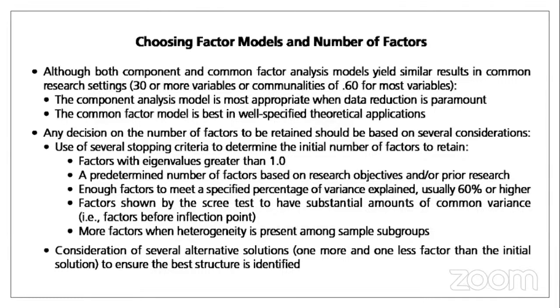Also, consideration of several alternative solutions to ensure the best structure is identified. Sometimes we go on applying different rotation methods. Suppose a researcher wants to get an uncorrelated set of variables using varimax rotation. But when you are considering the different rotation methods, you may see that the varimax rotation is not giving you the optimal solution.